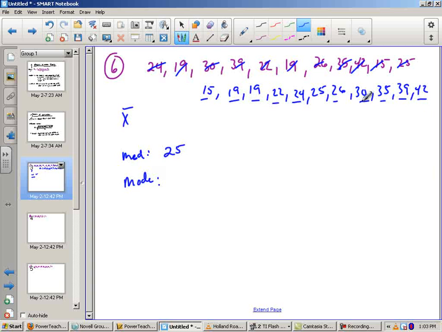Then when I want to do the mode, I'm looking for duplication. The only duplication I see is here with the 19s. So 19 must be my mode.